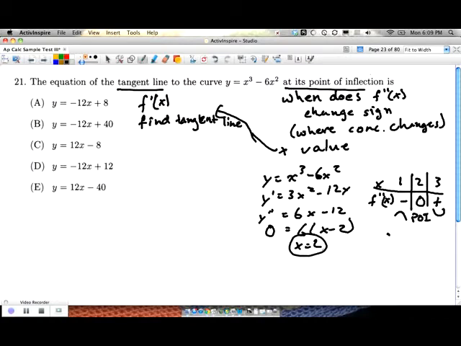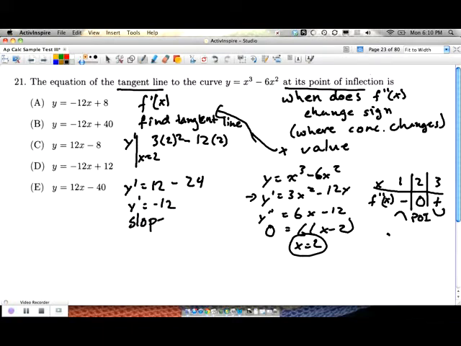Well, then we have to find the derivative at x equals 2. What is y prime when x equals 2? Well, that's going to be 3 times 2 squared minus 12 times 2, if I plug in pieces from the first derivative. That means that I'll have 2 squared is 4, times 3 is 12, minus 24. y prime is equal to negative 12. Why do I even need that? This is my slope. And I know x equals 2.